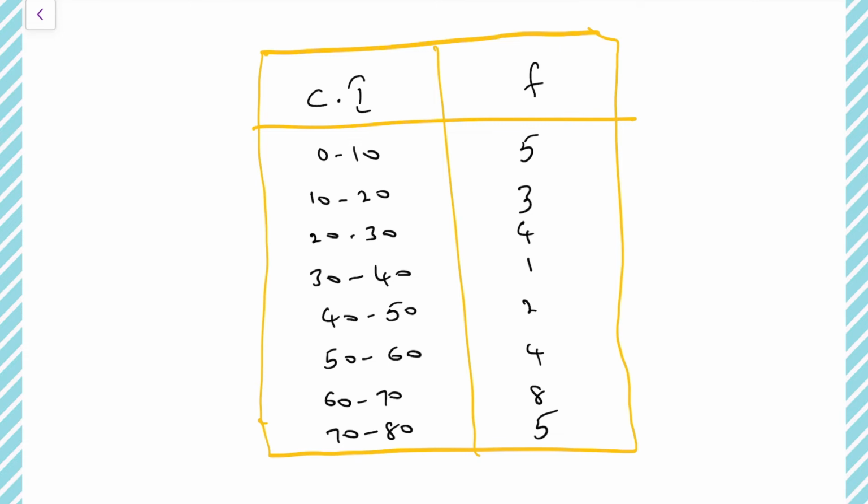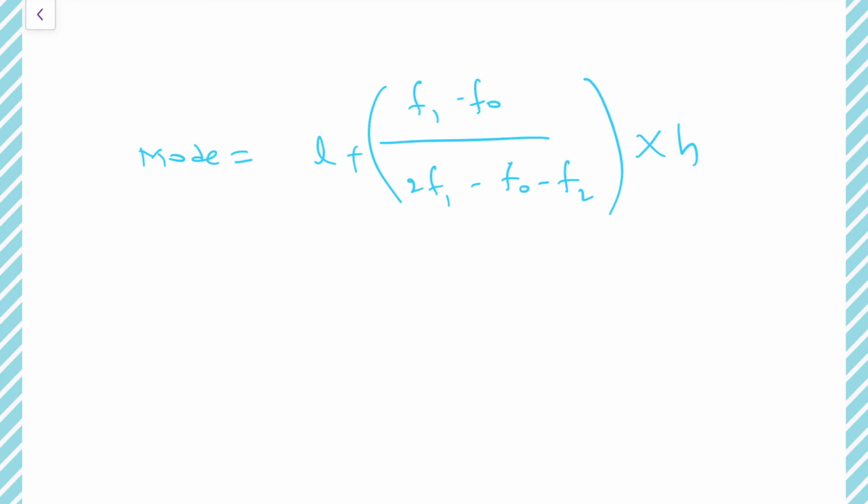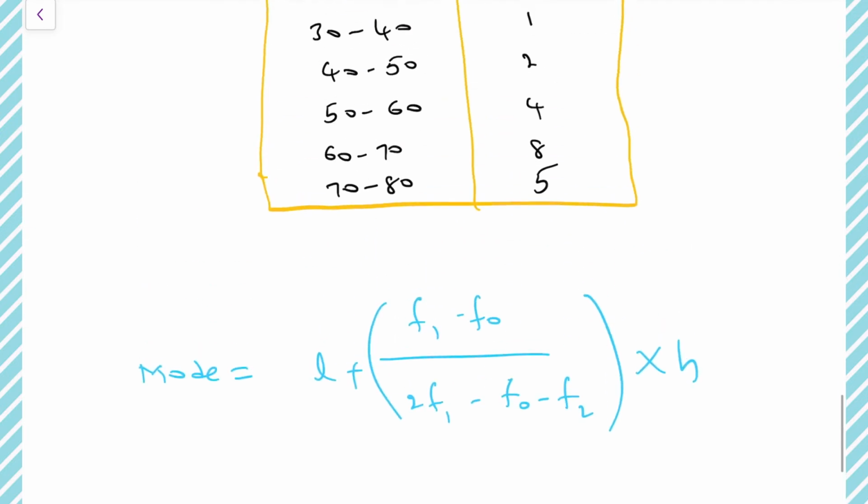So now we are going to find the mode. To find the mode, there are no multiple methods, only one method we are following. According to that method, the formula to find the mode is L plus (F1 minus F0) divided by (2F1 minus F0 minus F2), into H. So what are these L, F1, F0, F2 and H? We will get to know very soon.